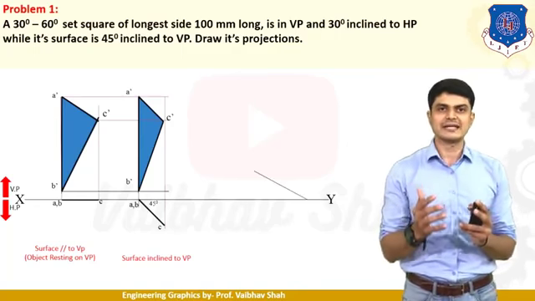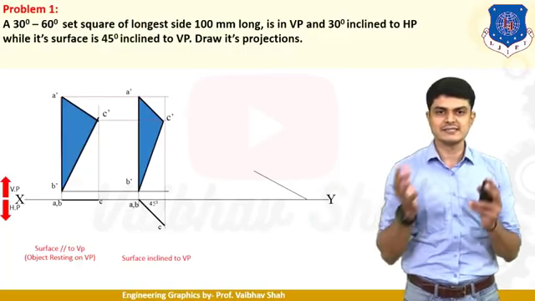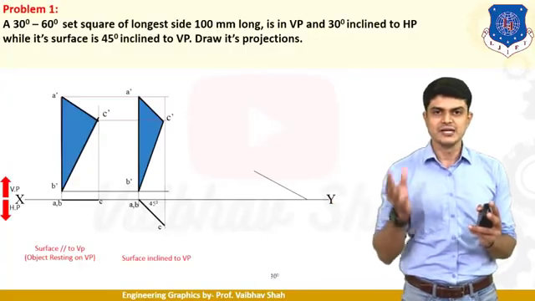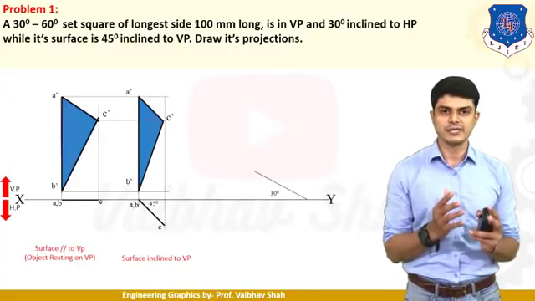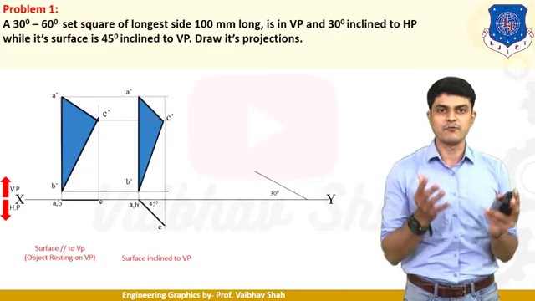So let us draw first line 30 degree inclined to HP. So we know that below XY line there is HP. So 30 degree with HP means this kind of a line. So this is your 30 degree inclined to HP. On this side we need to put 100 mm vertical line.